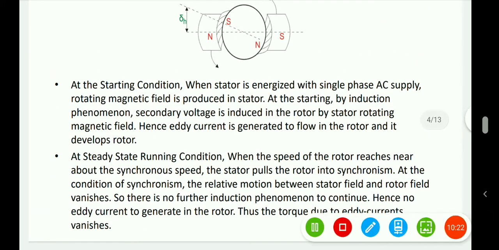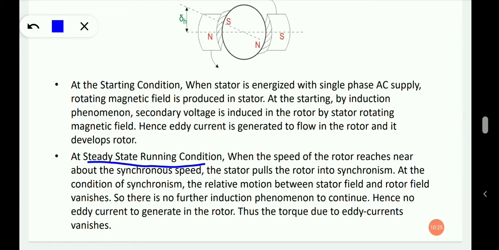Then the steady state running condition. At the steady state running condition, what happens? When the speed of the rotor reaches near the synchronous speed, the stator pulls the rotor into synchronism. At the synchronism condition, the relative motion between stator field and rotor field vanishes. So there is no further induction phenomena to continue. Hence no eddy current is generated in the rotor, and the torque due to eddy current vanishes.